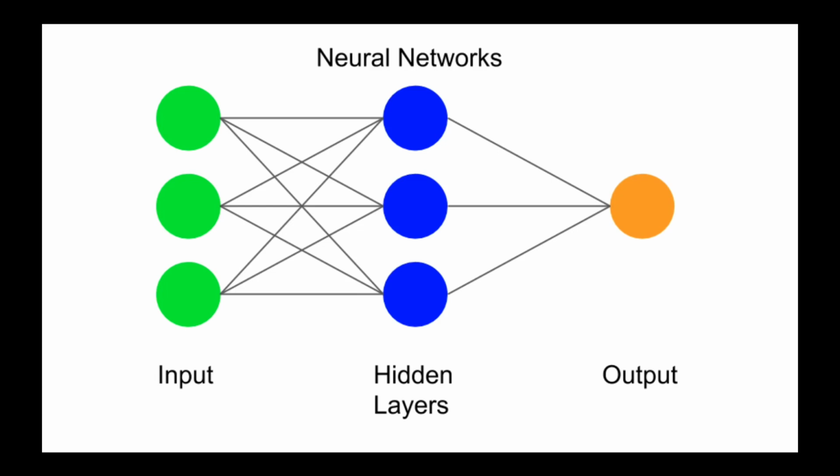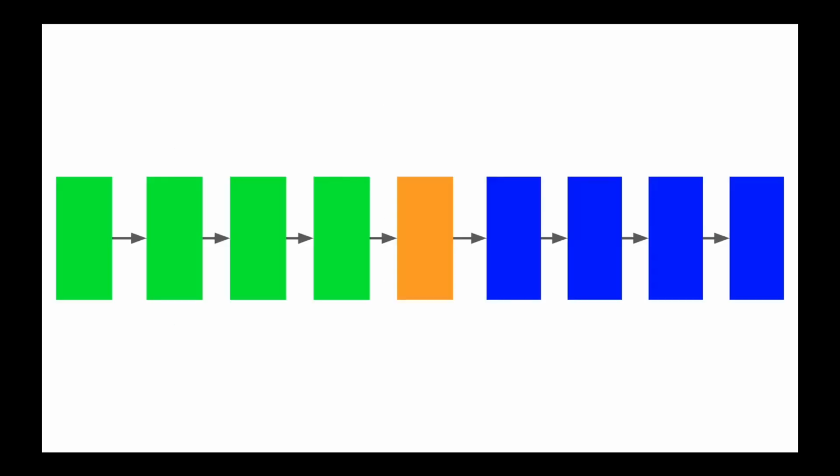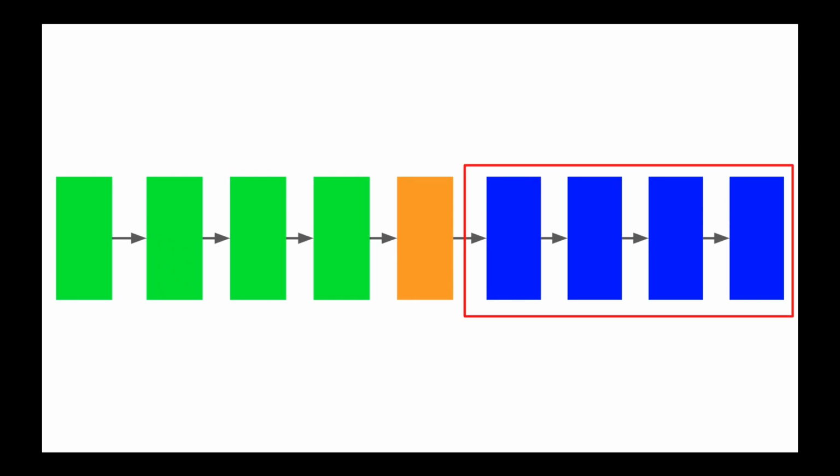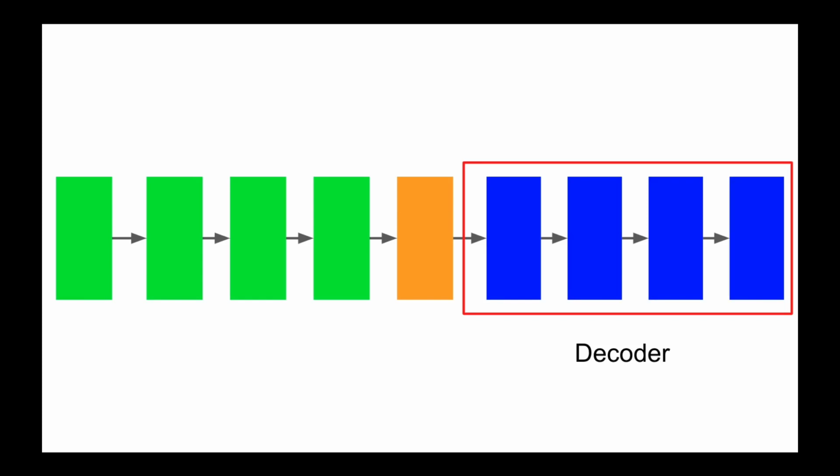Now let's look at the SEQ2SEQ model itself. So this is what a SEQ2SEQ model would kind of look like. The SEQ2SEQ model has three main parts. The first part, which is in green, is the encoder. The encoder is the input that you give in to the SEQ2SEQ model. The blocks in blue represent the decoder. The decoder is the output, and it gives out what the chatbot is going to say to the person.